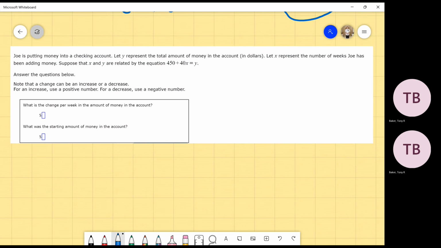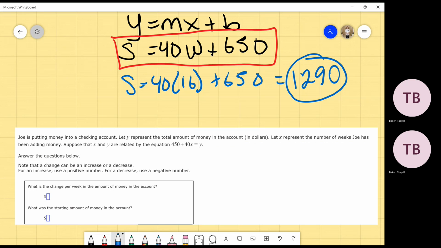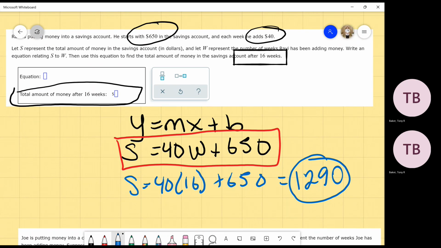All right. This one we've actually done. I think we've done this topic already, but it's not a bad thing to go over it again. It was in the last one too. Apparently it's in multiple sections in the book, so it keeps coming up. So for the equation, you type in S equals 40W plus 650. No. Nope. The equation is without the 16.